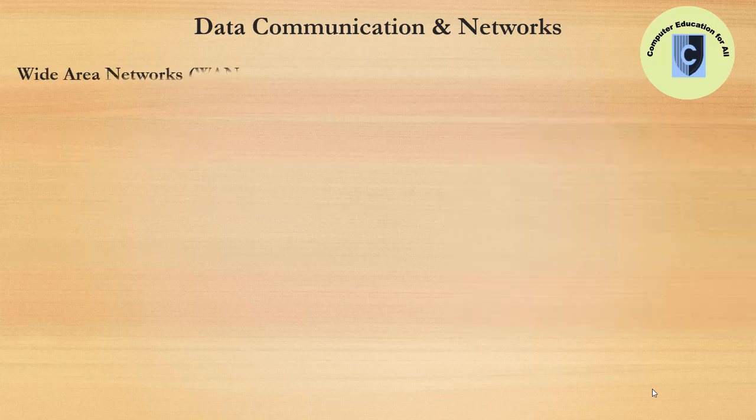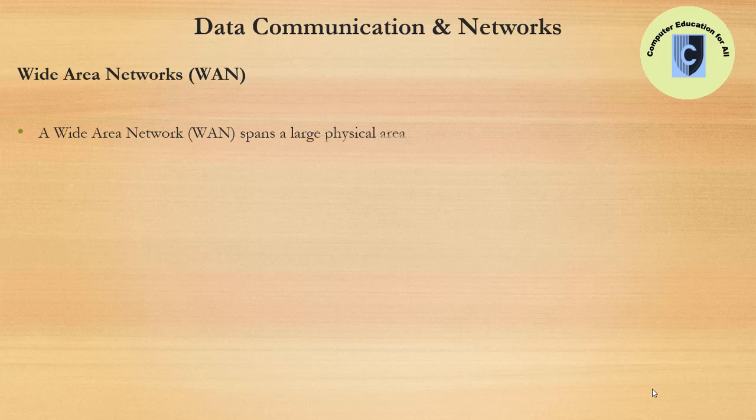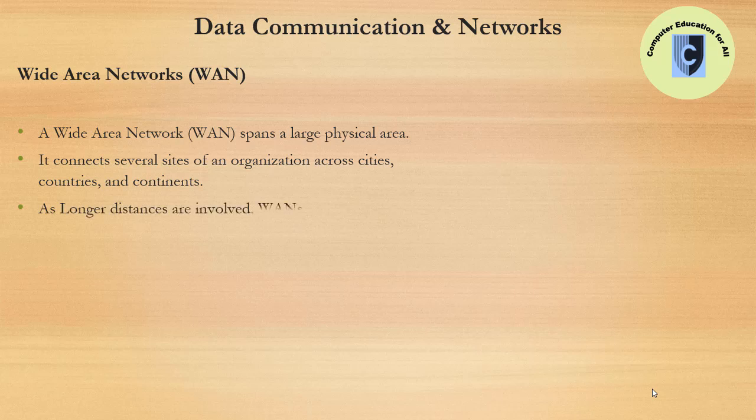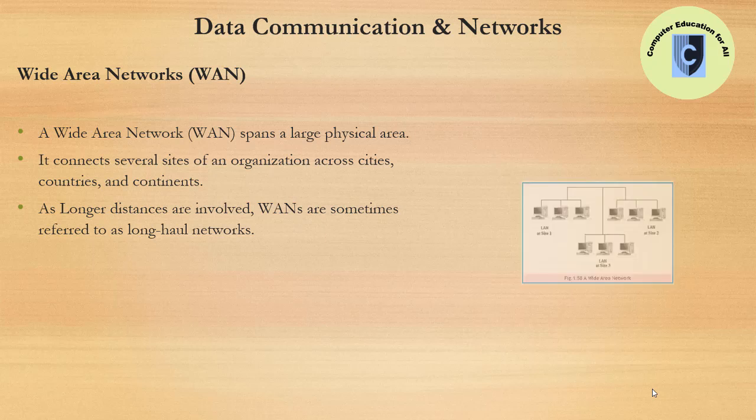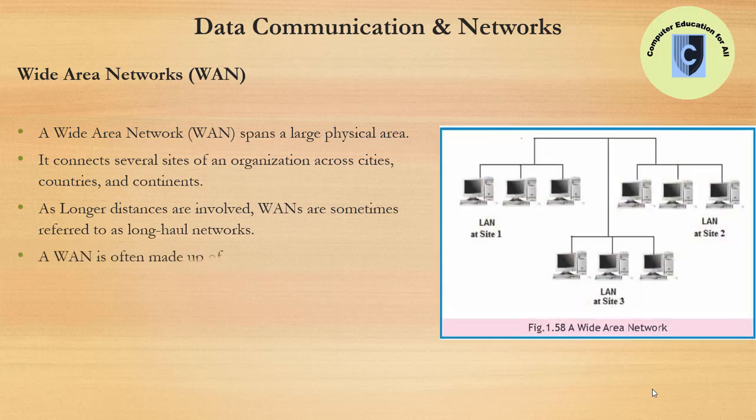Wide area networks. A wide area network, WAN, spans a large physical area, connecting several sites of an organization across cities, countries, and continents. Because of the longer distances involved, WANs are sometimes referred to as long-haul networks. A WAN is often made up of two or more LANs connected together, as shown in Fig.